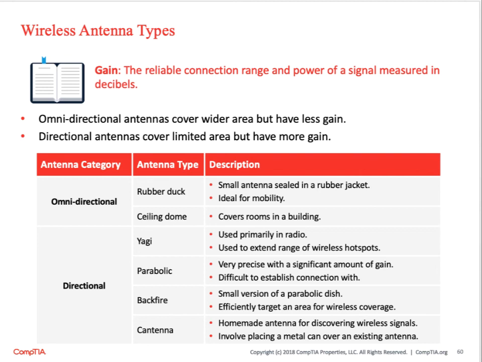Backfire antennas are going to be small directional antennas that look similar to a parabolic dish, but they have less gain. Backfire antennas are going to be used in wireless networks to efficiently target a specific area without overextending that range. And then we have a cantenna. A cantenna is going to be a homemade directional antenna. It's specifically like a can, just like people had can radios or can telephones. So this can extend wireless networks, or it can help discover them. We could do this by placing a metal can over an existing antenna in an attempt to increase its gain.